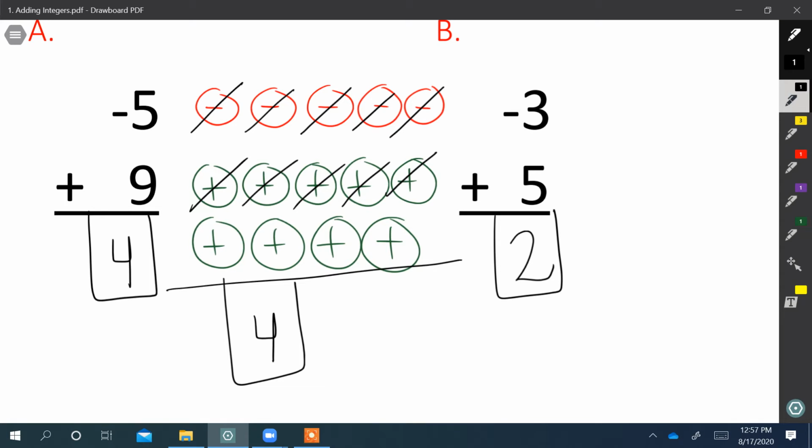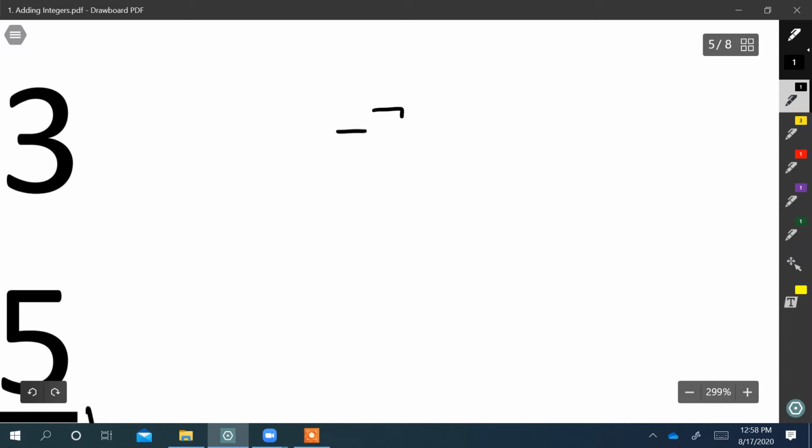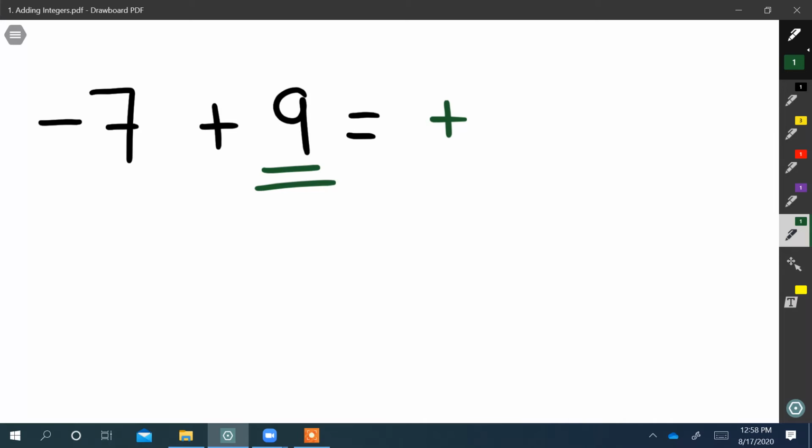Okay? You have more positives than you have negatives. That's very important. For example, I could give you another problem right here. If I say -7 plus 9, what would the answer be? Would it be negative or positive? If you answer positive, you are right. Notice that you have more positive. If you have more positives, that means the positives are going to win. It's like a battle. The more people you have on one side, those are the people that are going to win.